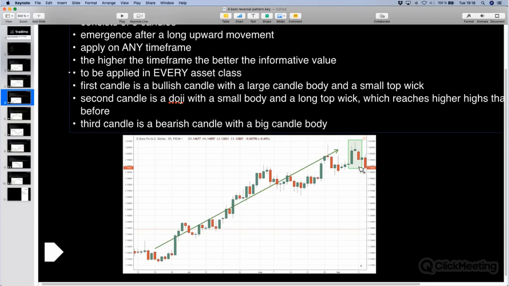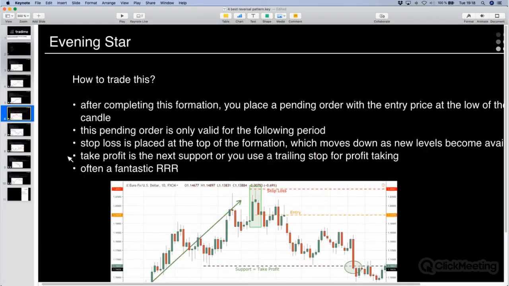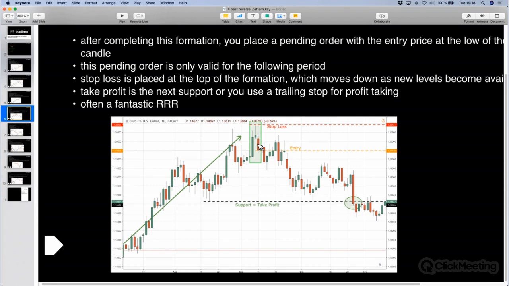But this is only figuring out what the evening star formation is, but we need to know how to trade this. And I can show you this on the next slide. So, how to trade the evening star formation. After this formation has appeared here, then you can enter the market in the next period, only in the next period, when the price moves down below the lowest price of the candle before. We have here the bearish candle, and this bearish candle has an opening, close, high, and a low price. And the low price is the entry point for our short trade, only for the next period.